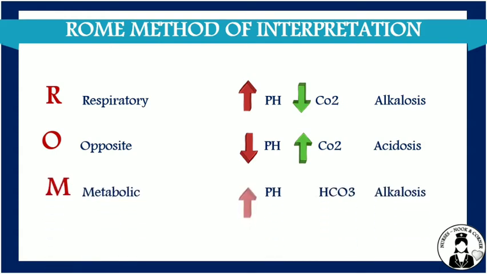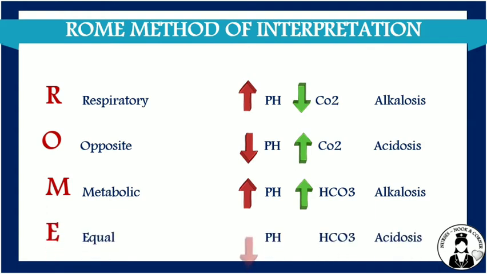And in metabolic, if pH is increased, then HCO3 is also increased, that is metabolic alkalosis. If pH is decreased and HCO3 is decreased, then it is metabolic acidosis, that is metabolic is equal to pH. So by simply putting an arrow after finding out the values, you can easily interpret whether it is a respiratory or metabolic condition, acidosis or alkalosis.